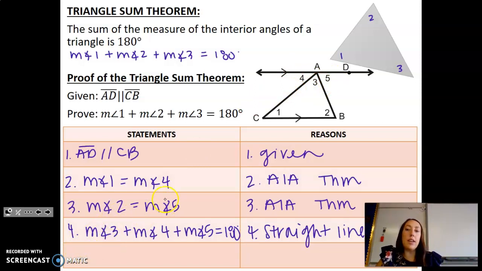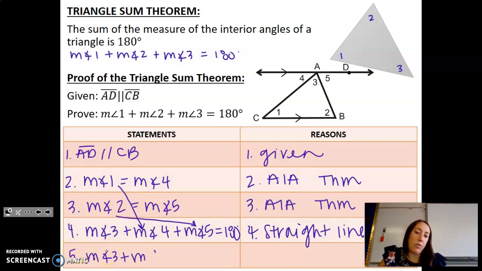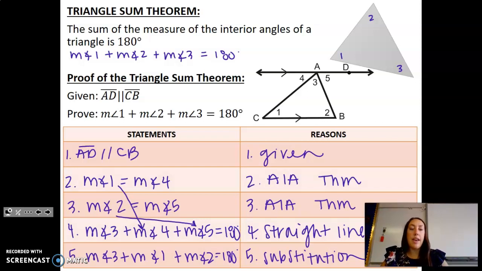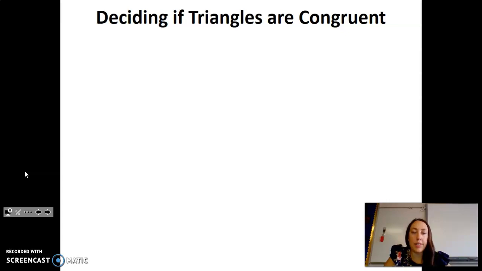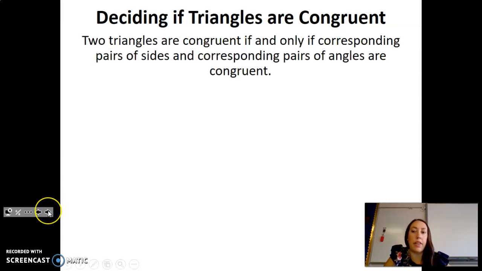And then you can see we know 1 is equal to 4, so can't we substitute 1 in for 4? We know 2 is equal to 5, so can't we substitute 2 in for 5? So the measure of angle 3 plus the measure of angle 1 plus the measure of angle 2 all equal 180 using substitution. We just proved that the three angles of a triangle have to add up to equal 180 degrees.